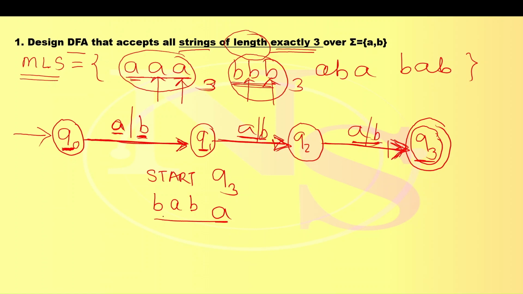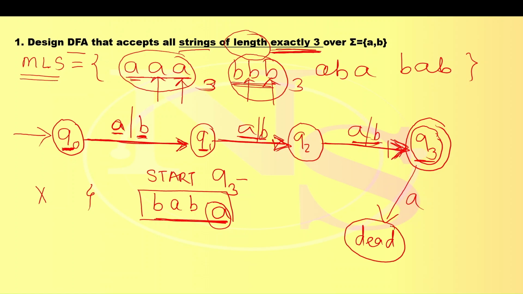Ask yourself, is this a valid string? What's the length of this string? 4. What does our condition say? Our condition says that the length of the string should be exactly 3. This is more than 3, so this is not allowed. Hence, this is an invalid string. And as we know, for an invalid string, the automata should go to the dead state. Hence, the transition for a from the state q3 should go to the dead state. So I am writing here the transition from q3 for symbol a to the dead state.